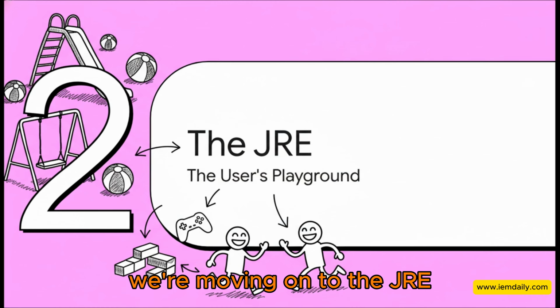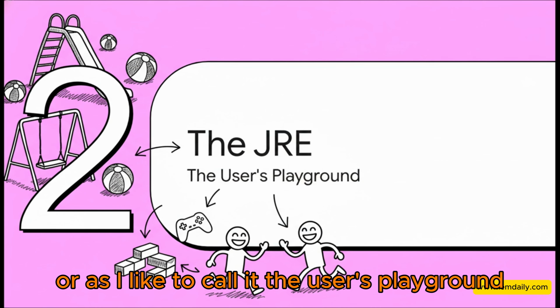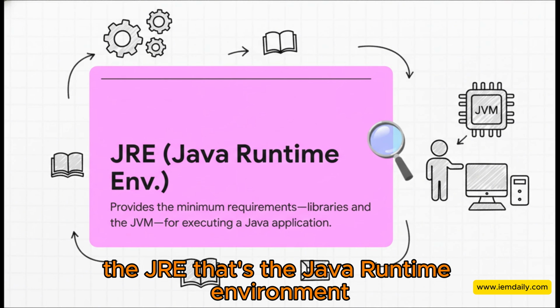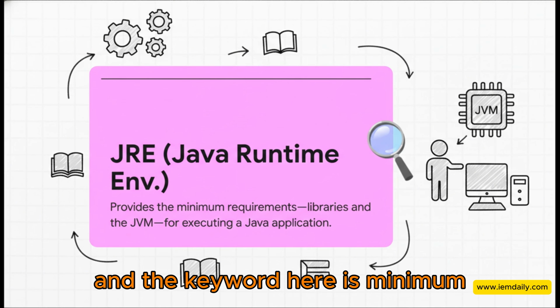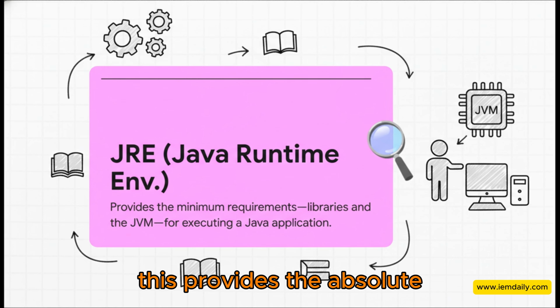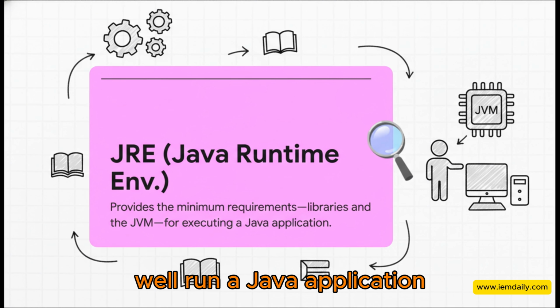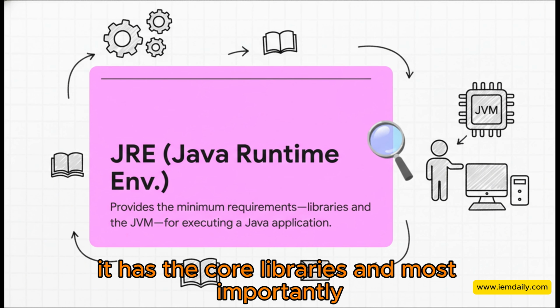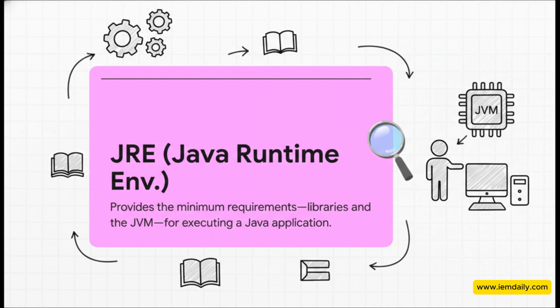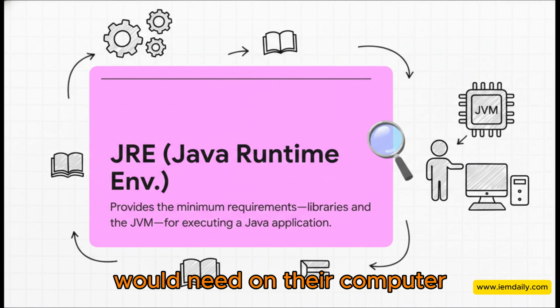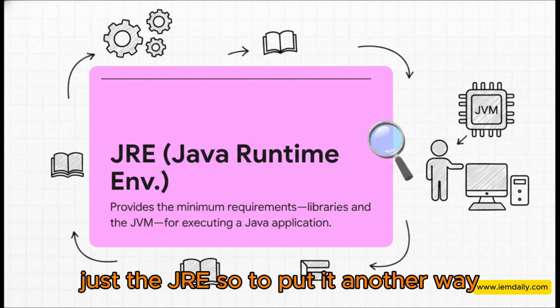We're moving on to the JRE, or as I like to call it, the user's playground. The JRE, that's the Java Runtime Environment, and the key word here is minimum. This provides the absolute bare essentials that are needed to simply run a Java application. It has the core libraries and, most importantly, it includes the Java virtual machine. This is what your friend who just wants to play that cool game you built would need on their computer, not the whole developer kit, just the JRE.